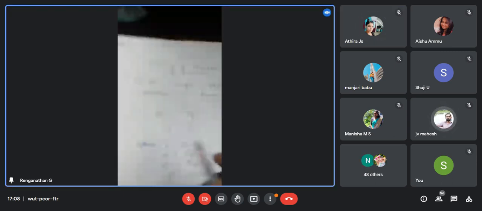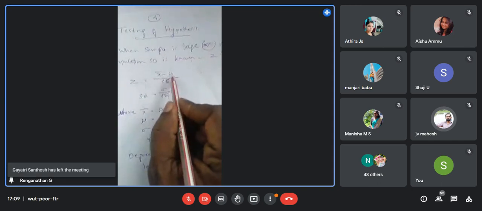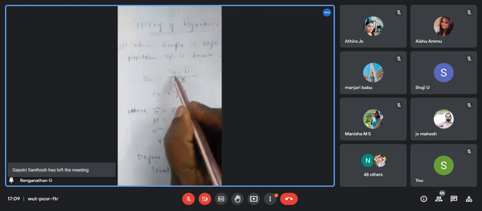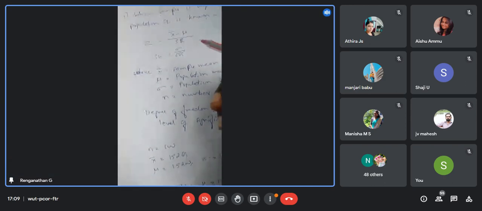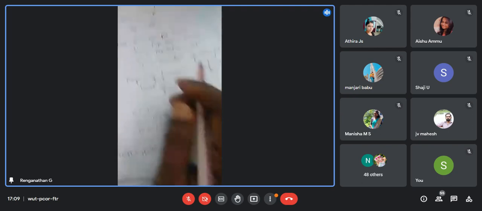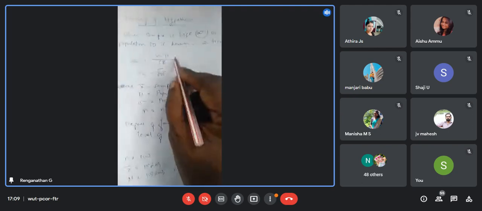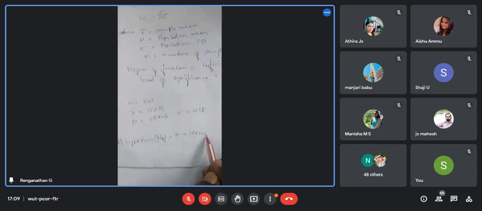Okay, after that, next we will write this formula: Z is equal to mean minus mu divided by standard error. Here, mean means sample mean. It is available. Sample mean is available, which is 15,269. Then mu is also available, which is 15,200.